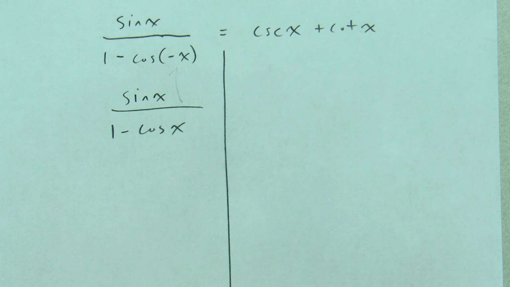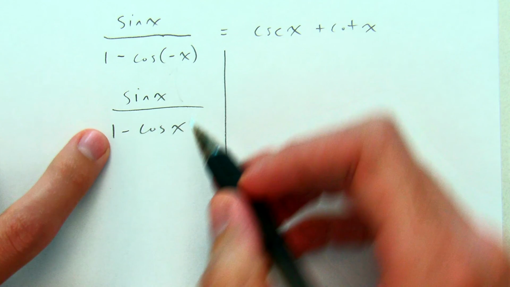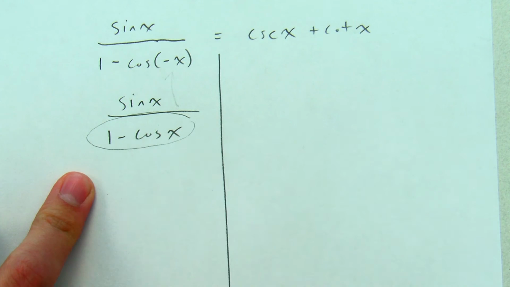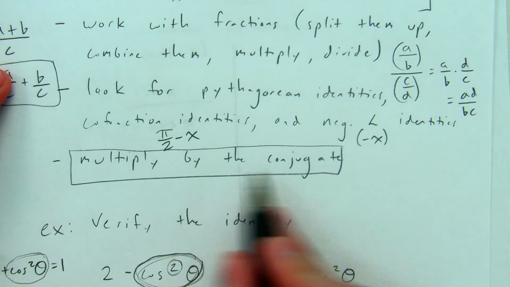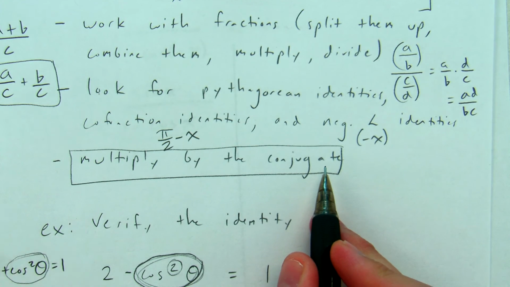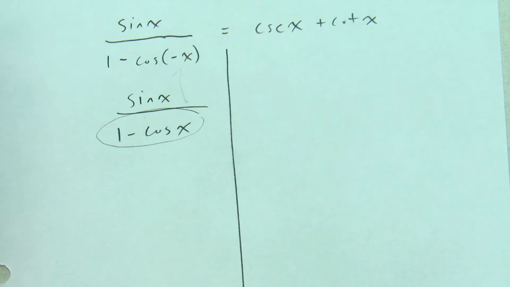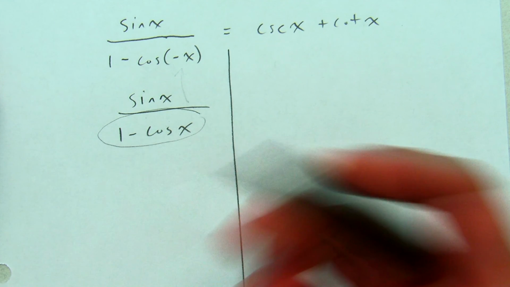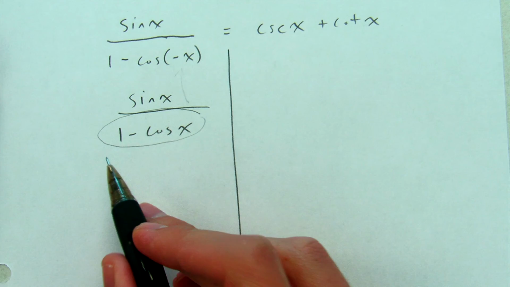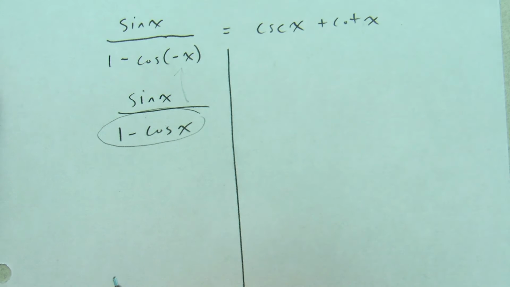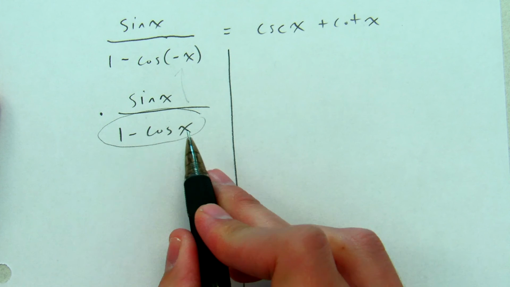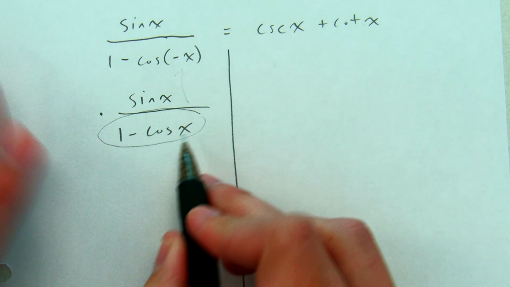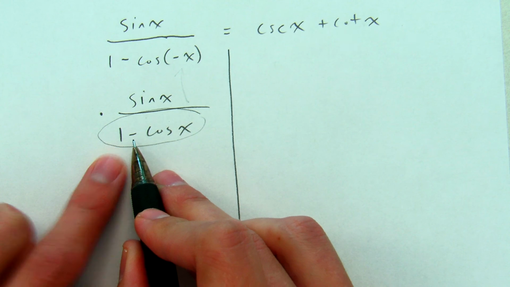Now, at this point, I've got a fraction, and there's a 1 minus cosine x in the denominator. Here's where we get back to that last tip: multiply by the conjugate. When you have a fraction in your identity, and you've got a 1 minus cosine x or a 1 minus sine x, or for that matter, a 1 plus cosine x or 1 plus sine x, it's often helpful to multiply by the conjugate of this binomial. Remember, the conjugate of a minus b is a plus b. It's the same two terms, but instead of a minus, it'll be a plus.